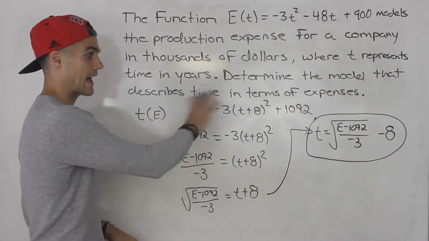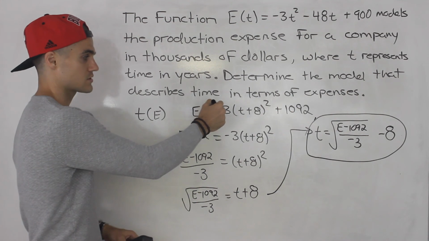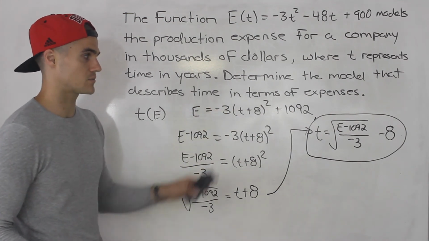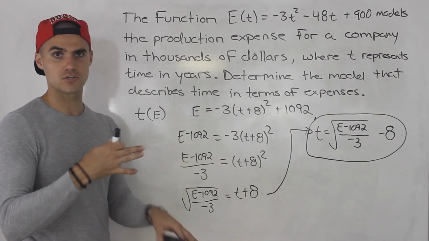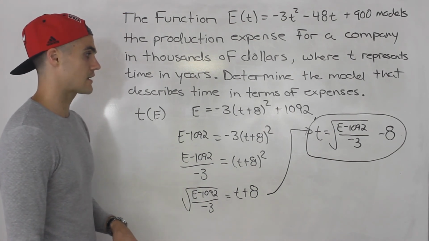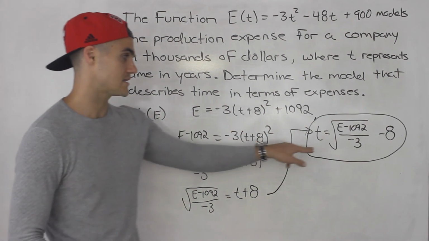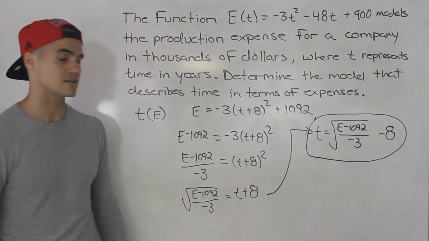Versus if this was just an abstract quadratic, right? So y equals negative 3 times x plus 8 squared plus 1092, then you switch the x and y, and then you just isolate for y to get that new relation. But in this case, we just isolate for that t, and that is the answer right there.